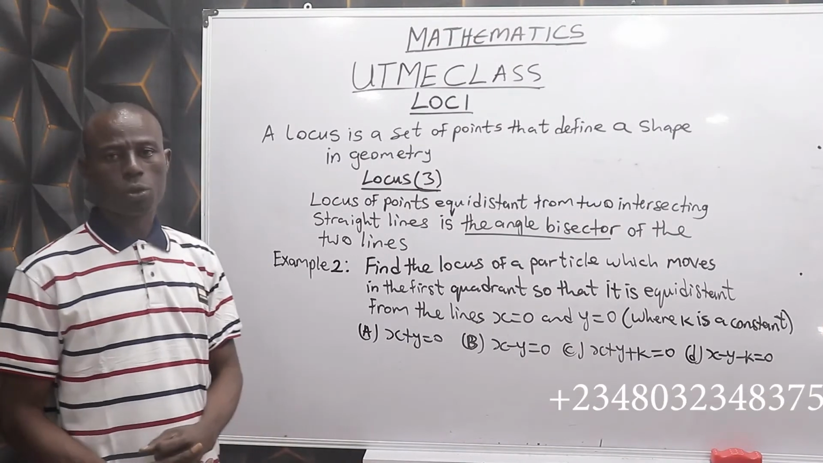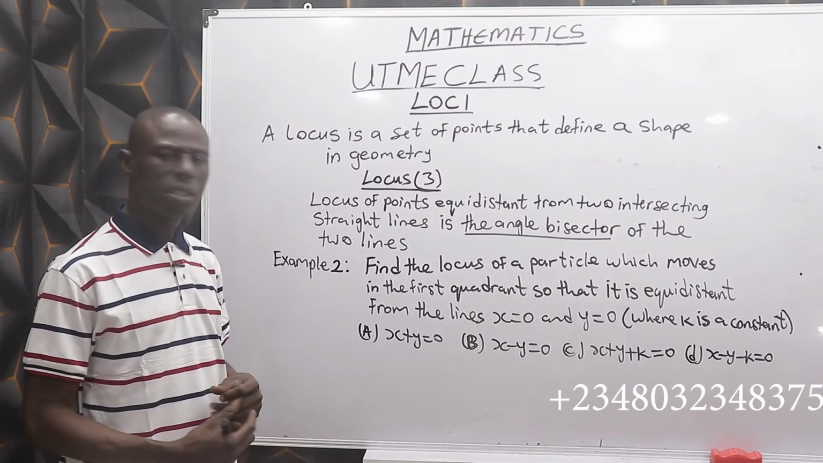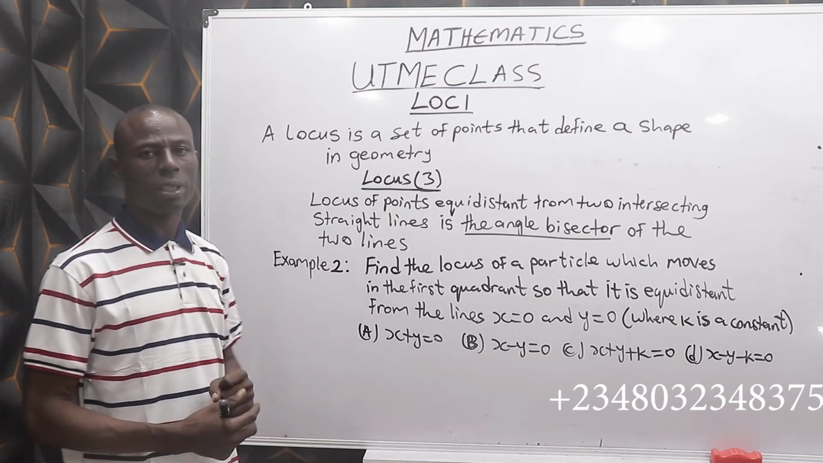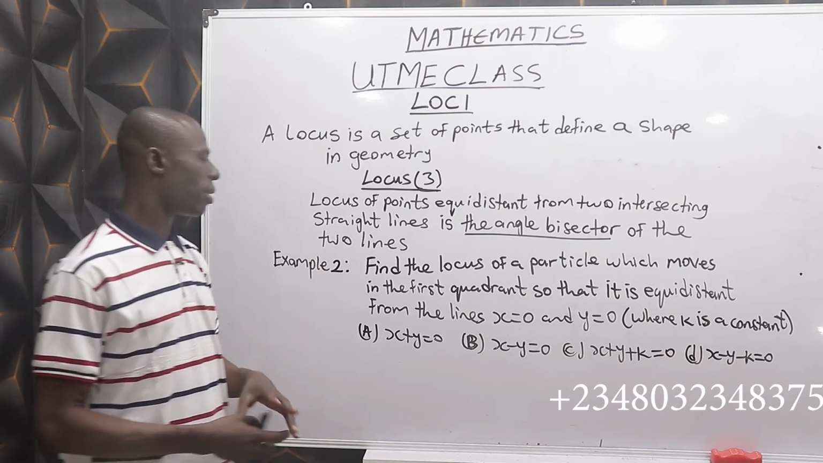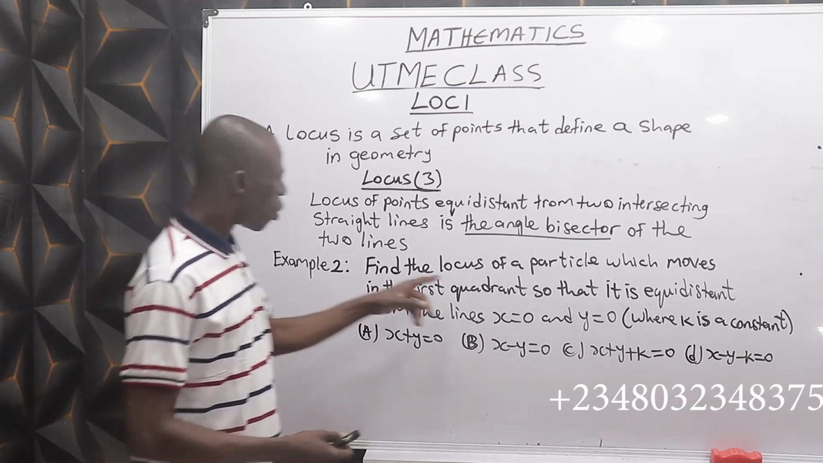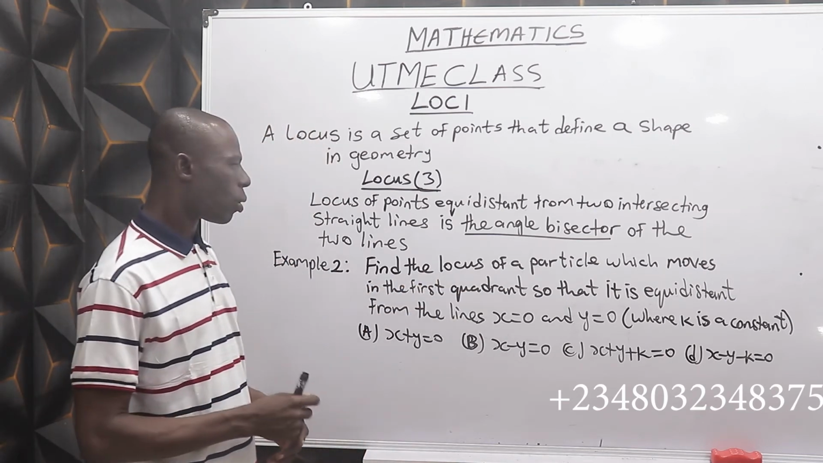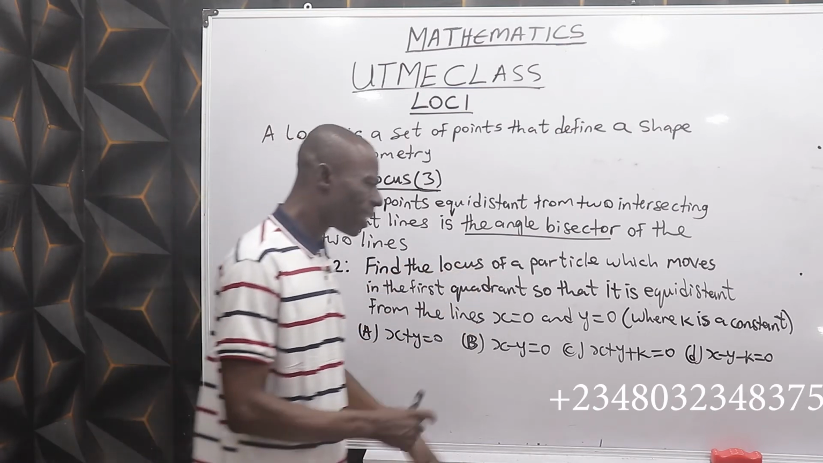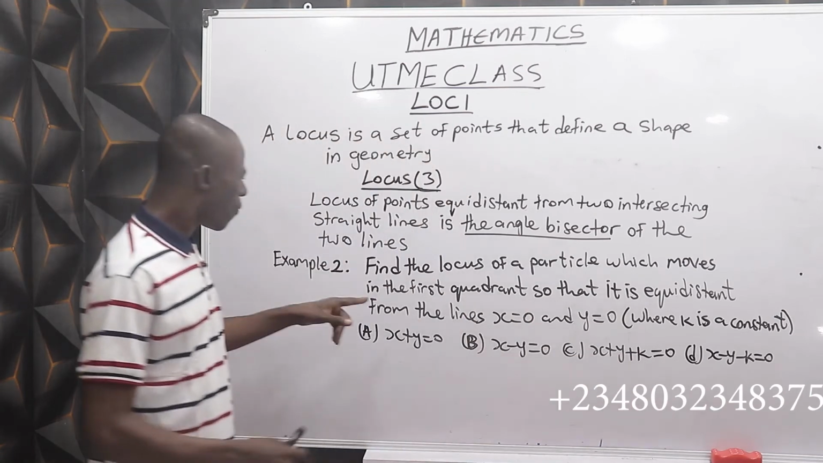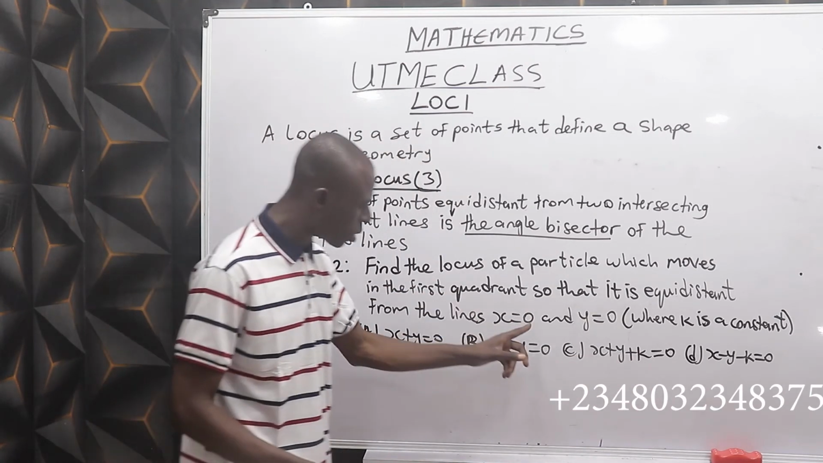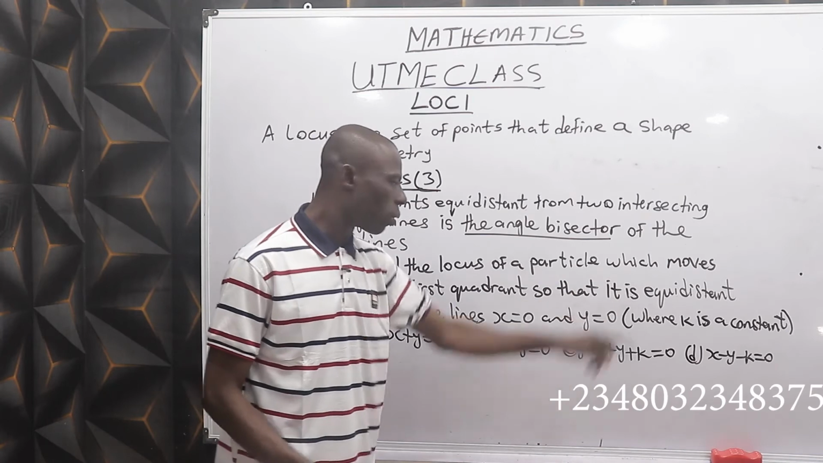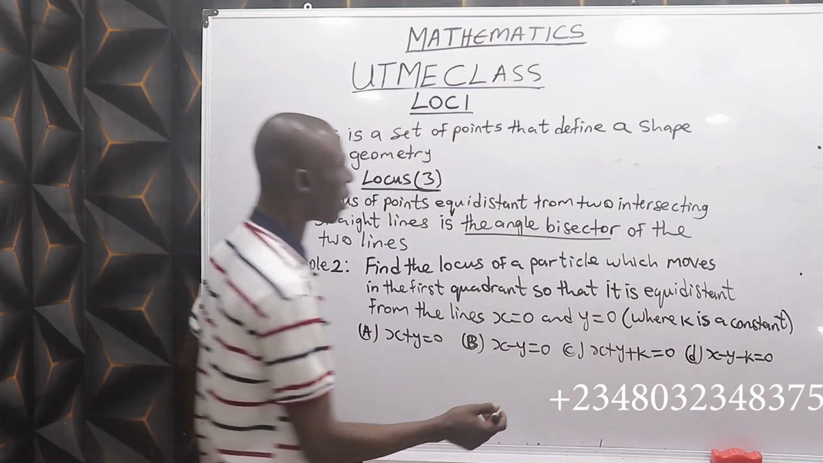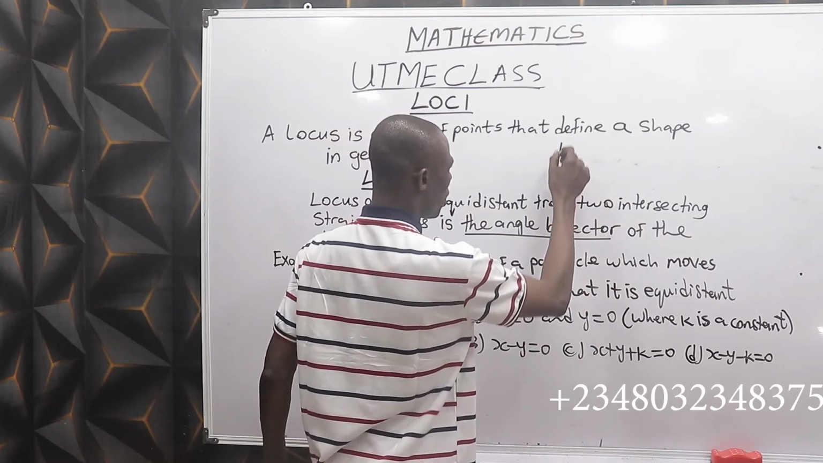Let's consider example 2. This example 2 is a bit different, yet it is under the same content and context. Find the locus of a particle which moves in the first quadrant so that it is equidistant from the lines x equals 0 and y equals 0, where k is a constant. This is what we are talking about.